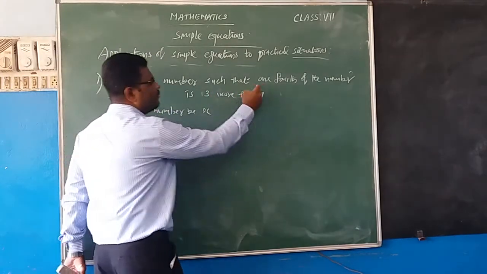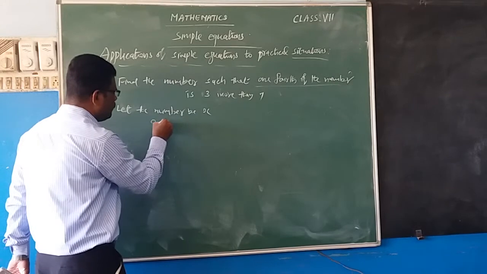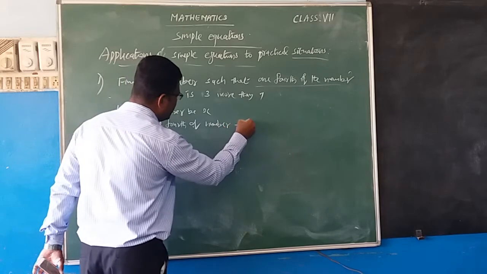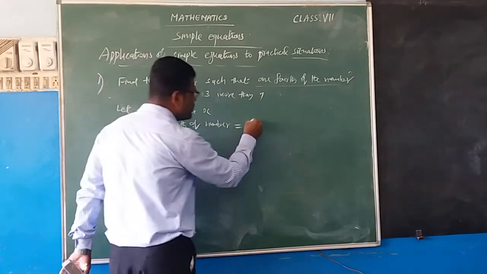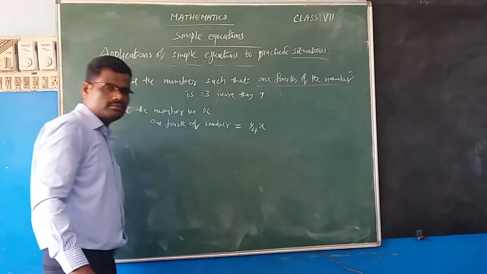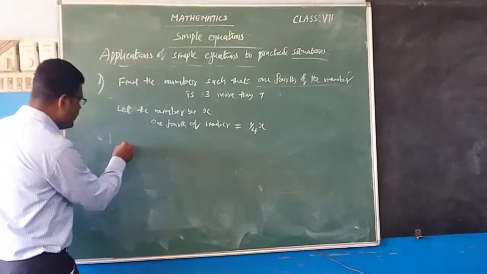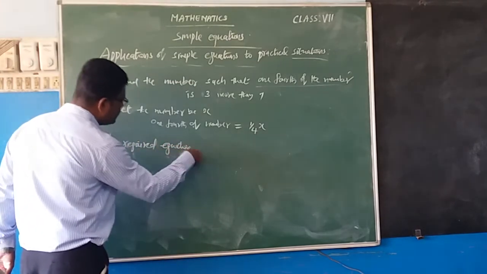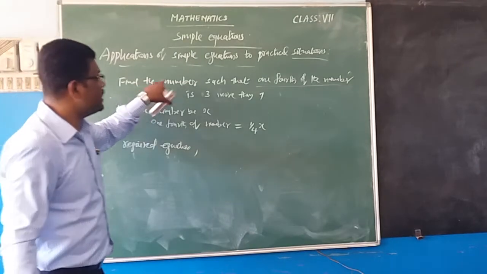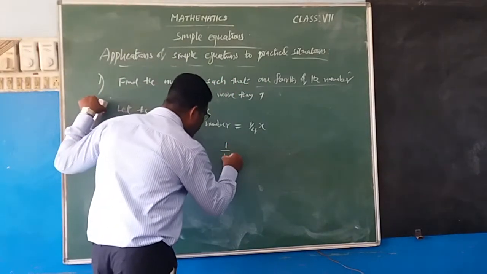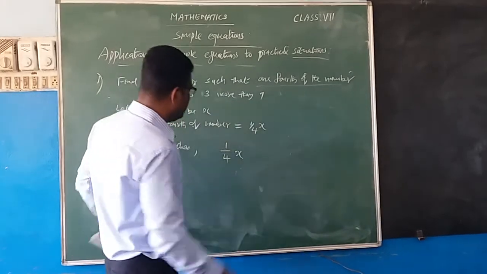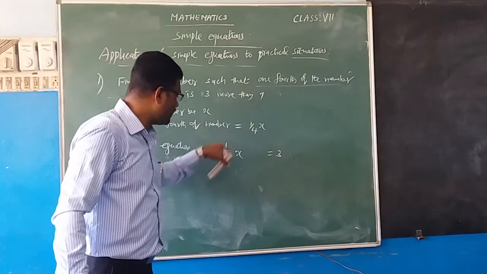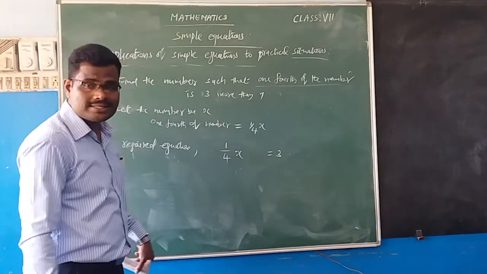Find the number such that 1/4 of the number. What is the meaning of 1/4 of the number? Suppose the number is x. 1/4 of the number means 1/4 of x. Now see what the required equation is. How to write the required equation? You see clearly: 1/4 of the number, 1/4x, is equal to 3. Clear? 1/4 of the number is 3 more than 7.